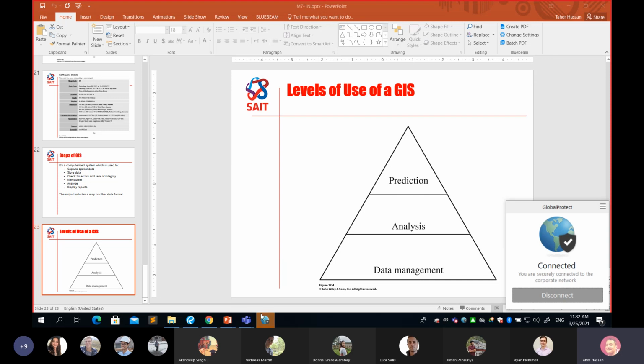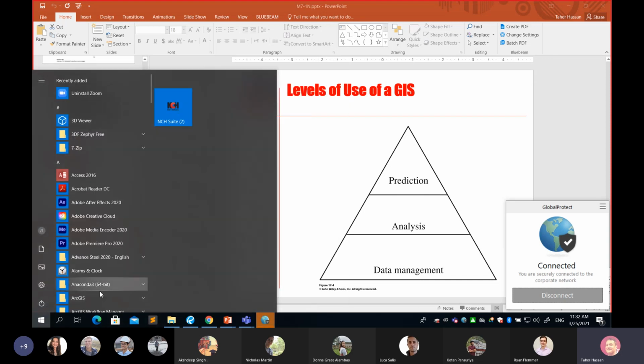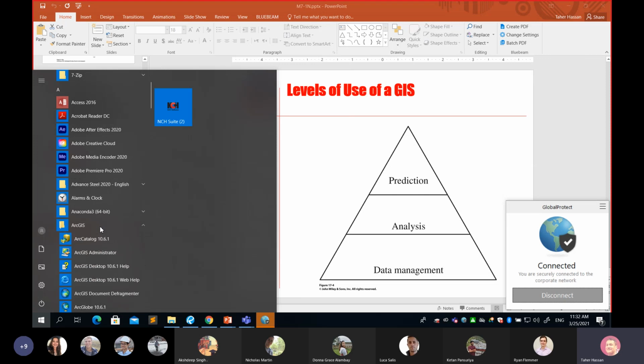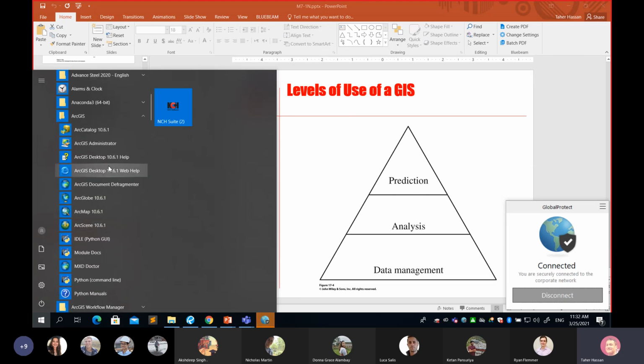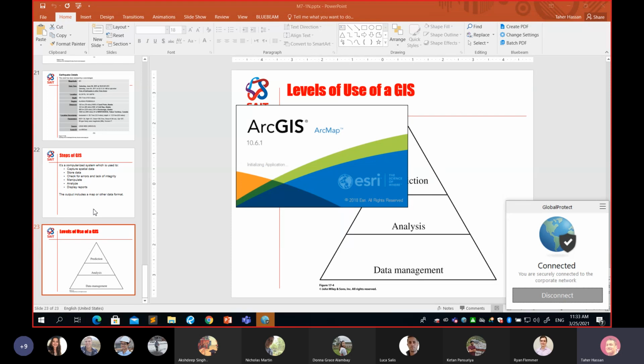So once you know that your VPN is working or connected, then you go here on all programs, go to folder ArcGIS, and then finally, we will talk about this structure later on. But for now, click on ArcMap because ArcGIS has many pieces of software, and we will need ArcMap. So all you have to do is click on ArcMap, and it will take probably a minute or so until the software is up and running.